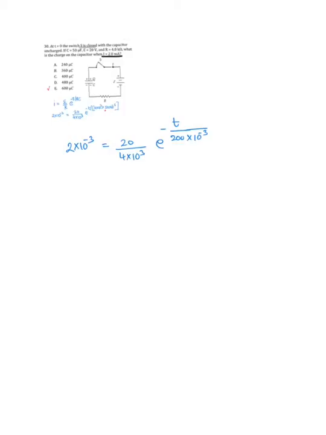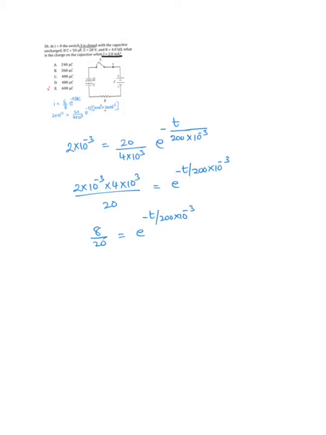So we can get the value of t. Before that, I want to simplify a little bit. I'll take this on the other side, and I get negative t over 200 into 10 to the power of negative 3. So this becomes 8 over 20 equal to e to the power of negative t over 200 into 10 to the power of negative 3.